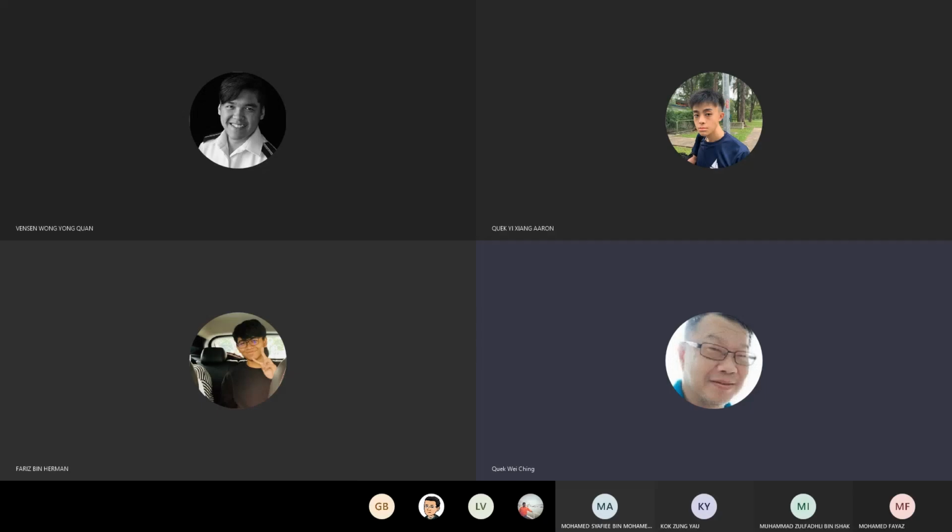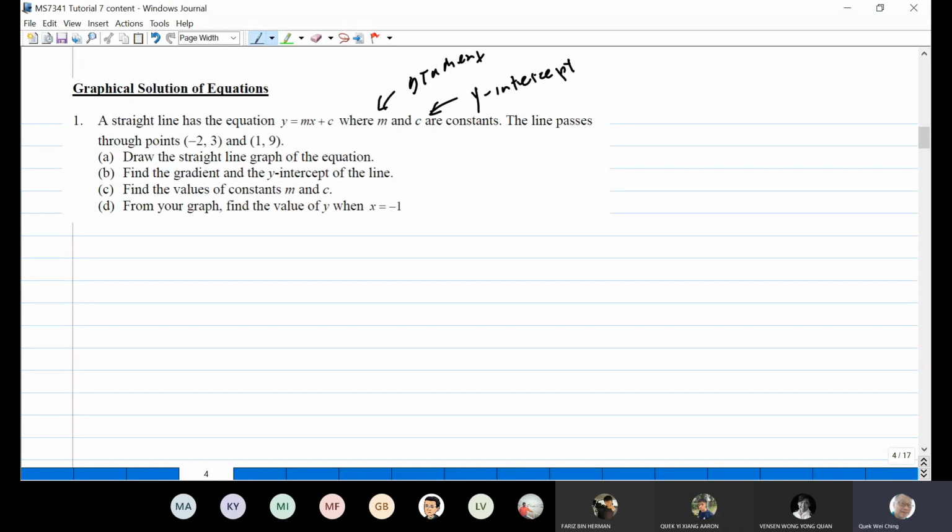Then this is the proper name. And this straight line passes through (-2, 3) and (1, 9). Draw the straight line of the equation. First part. Let me draw a straight line equation.